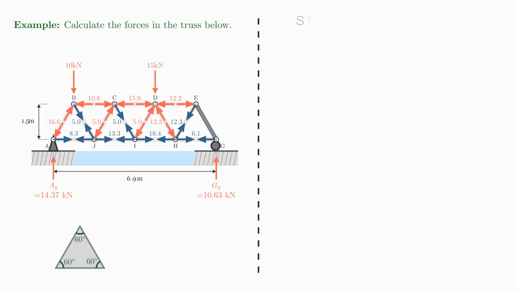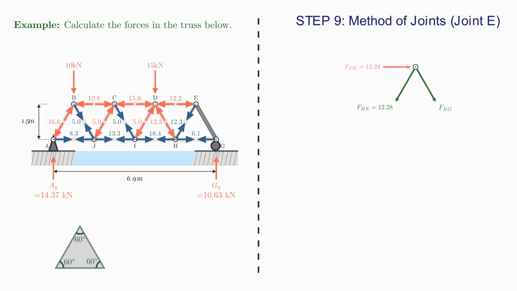Then moving on to joint E to find the last force. So I draw my free body diagram, take the sum of the forces in the y direction. So I have the minus 12.28 sine 60 for FHE. I have minus FEG sine 60, and these add up to 0. So rearranging and solving, I get FEG is minus 12.28.